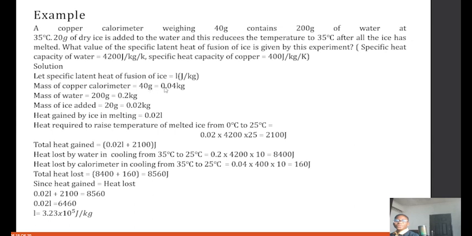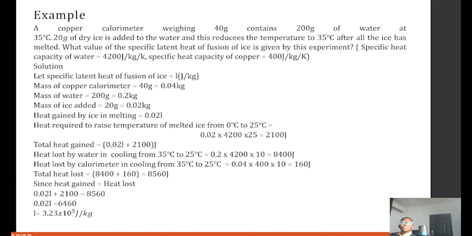Mass of copper is 40 grams, we change it to kilograms. Mass of water, we change it to kilograms. Mass of ice added, we change it too. Heat gained by ice in melting is mL, because it's only a phase change and the temperature is not rising. So the heat required to raise the temperature of the melted ice from 0 to 25 is the mass times the specific heat capacity of water, multiplied by the change in temperature, because ice is at 0 and it became 25.